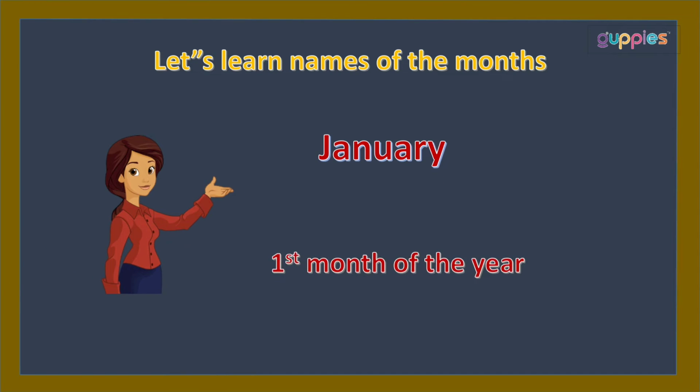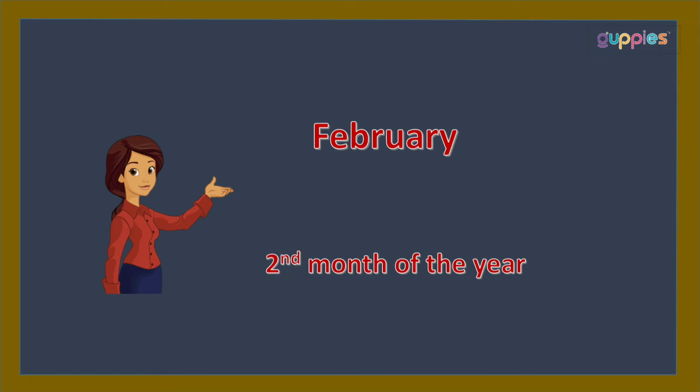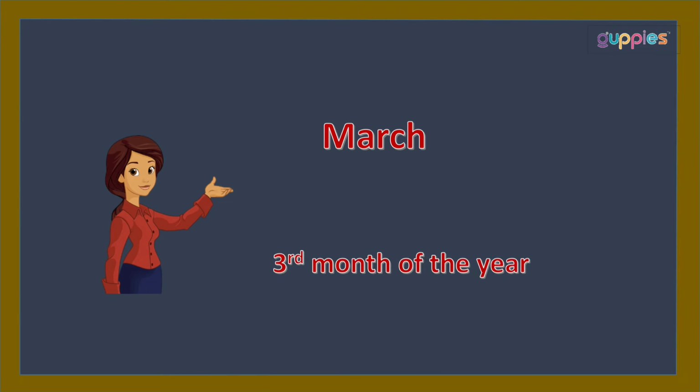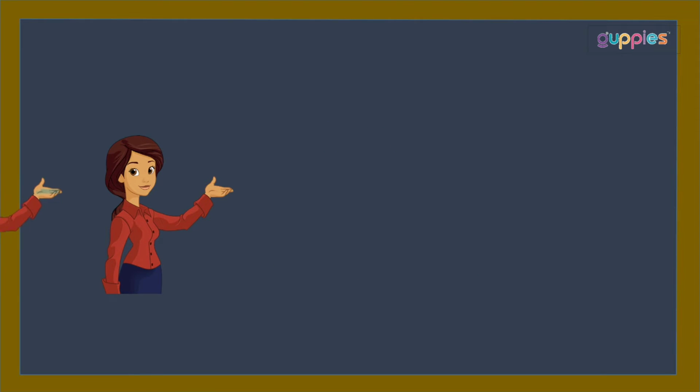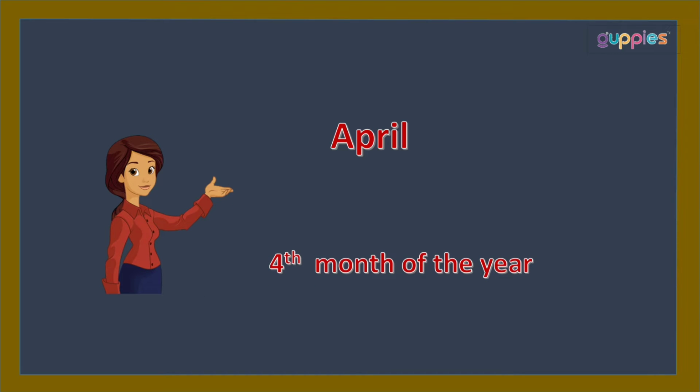January, first month of the year. February, second month of the year. March, third month of the year. April, fourth month of the year.